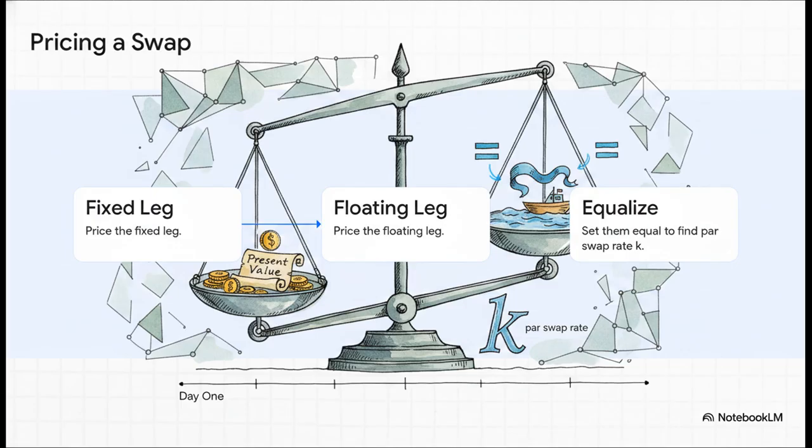Now, to make this swap completely fair at the very beginning, meaning it has a zero present value and costs exactly nothing to enter, we have to derive the par swap rate. So we price the fixed leg, we price the floating leg, and then we just set them equal to each other. The resulting fixed rate K ensures we have perfectly balanced scales on day one.